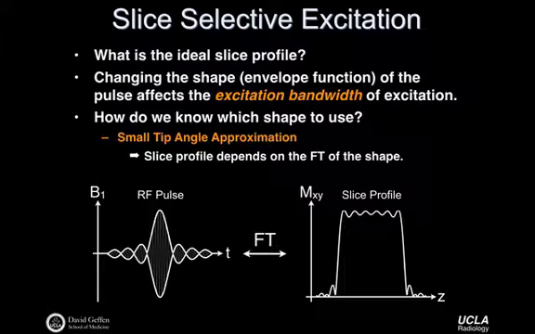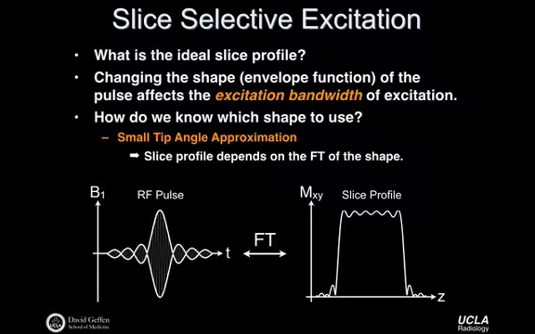And there what we'll learn, and we won't do this today, is that the slice profile depends on the Fourier transform of the envelope. So we can actually do a pretty good job of designing our slice profile just through a Fourier transform. And so let's say this is the B1 pulse that we choose. It's a sinc-like function. It's not a true sinc. The true sinc goes plus minus infinity. So this is a truncated sinc pulse, right? If I use this pulse in combination with a gradient, my slice profile will look something like this.